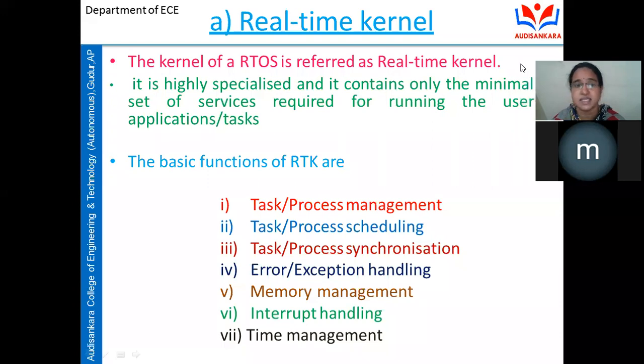This real-time kernel is highly specialized and it contains only the minimum set of services required for running the user applications or tasks. So the basic services handled by the real-time kernel are task management or process management, task scheduling or process scheduling, task synchronization or process synchronization, error handling or exception handling, memory management, time management, and interrupt handling. So these are the 7 services handled by the real-time kernel, that is, the kernel of the real-time operating system. Now we are going to discuss each one in detail.